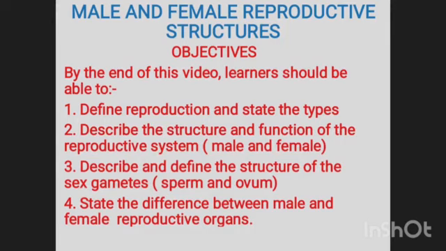Number three, describe and define the structure of the sex gametes, which is the sperm for the male and ovum for the female. And number four is to state the difference between the male and the female reproductive organs. So these are what we're going to look at in this lesson for today. And if you're ready, let's go to the next slide.